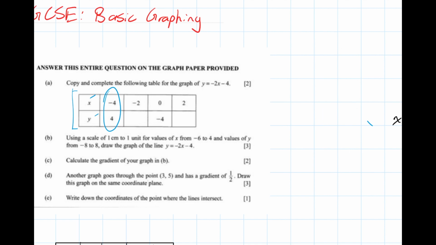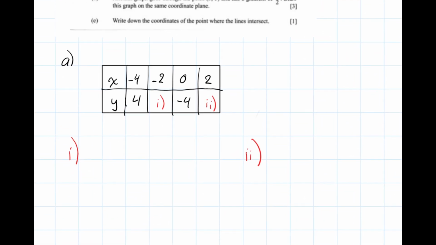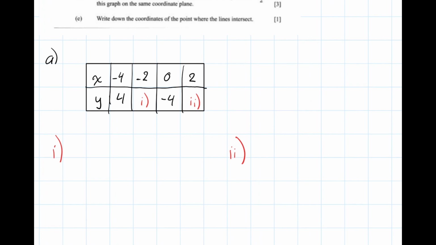So before we even graph this, they want us to be able to complete this table. To complete this table, we're going to be utilizing the formula for the graph that they gave us here, where they said y is equal to negative 2x minus 4. I separated it into parts, where we have the two missing values for y, in part 1 and part 2. So the way that we do this is we just rewrite the equation and we plug in values for x.